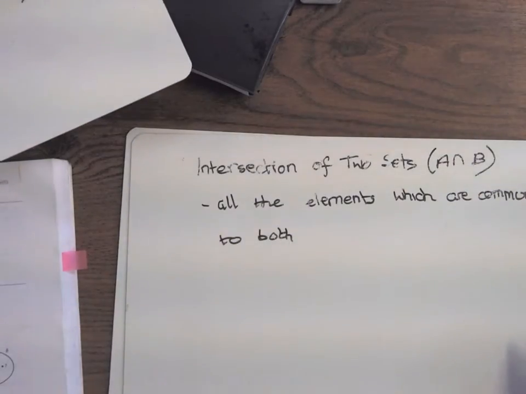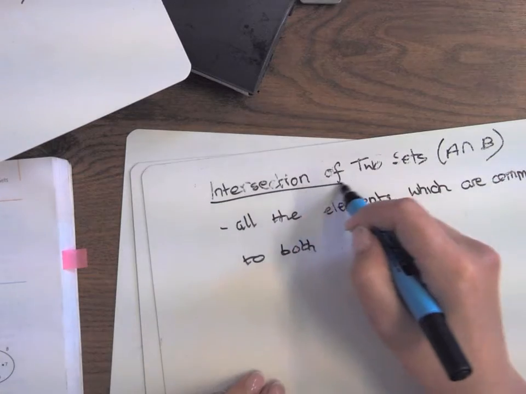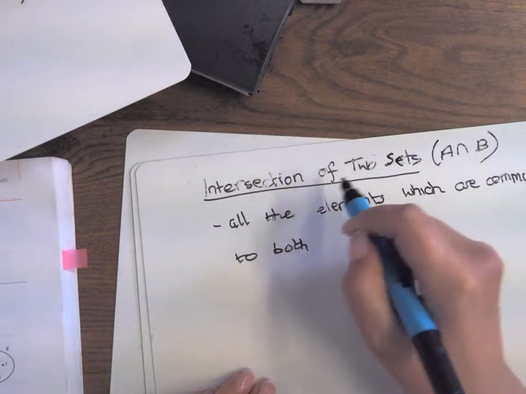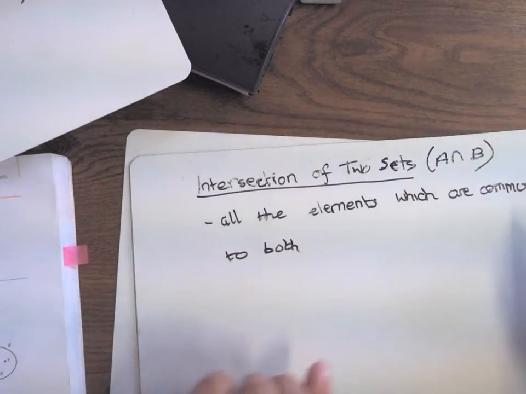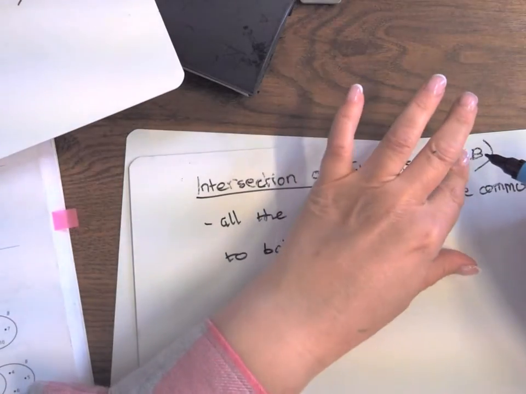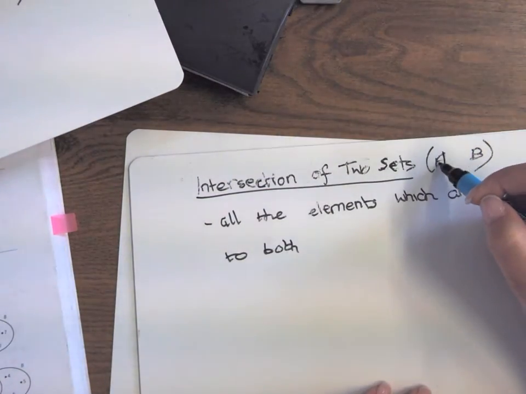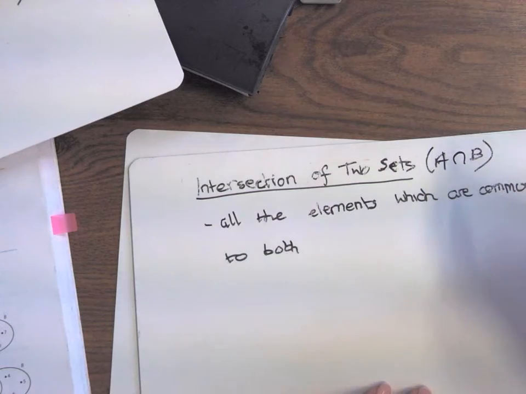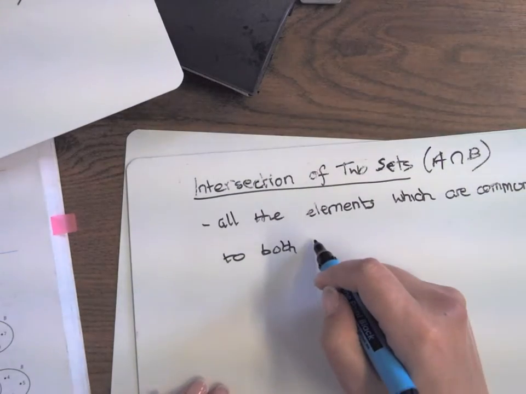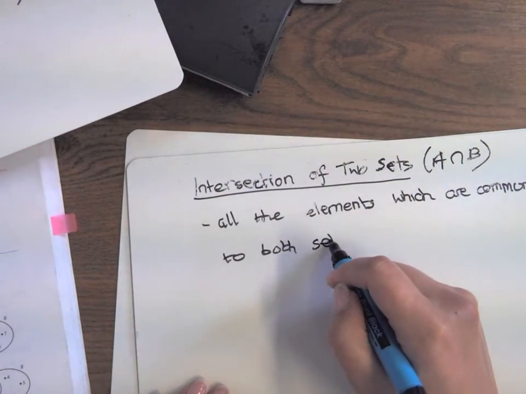Right. The next thing I want to talk about is the intersection of 2 sets. So this is like, you know, we had the U a minute ago for the union. Well, this is like the upside down U. So it's just upside down. Is that right? So it's the same symbol upside down. So it was U for union. If it's upside down, it's intersection. All the elements which are common to both sets.